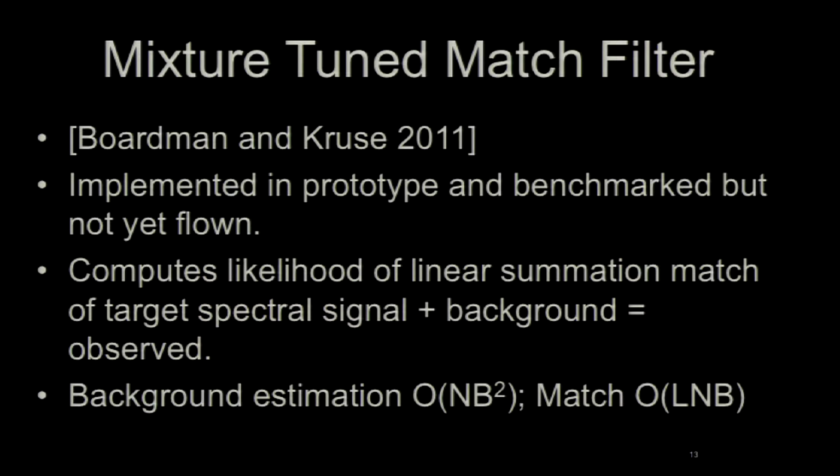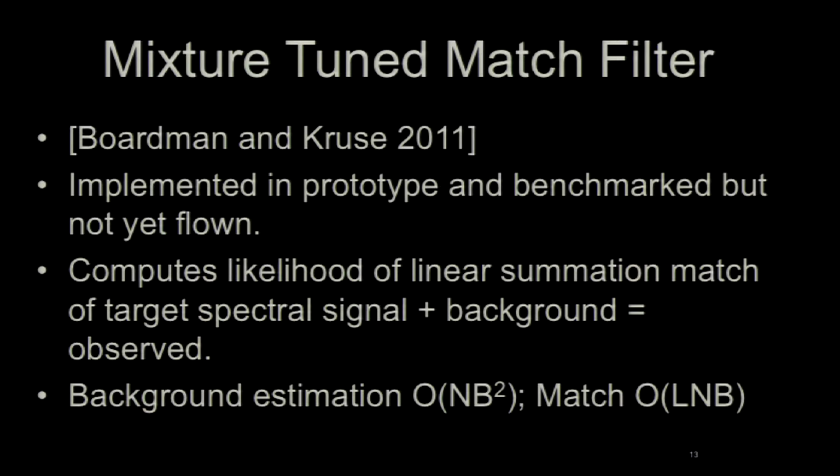Another one is called the mixture tune match filter. This is, again, something that's leveraging spectral information in the scenes. I showed you before where we unmix the data and then we compare it to a catalog to find out what substances we're looking at. The mixture tune match filter is slightly different. You have a catalog of things that you know you're specifically looking for, and it uses this maximum likelihood linear estimator to tell you whether or not you're looking at those scenes.